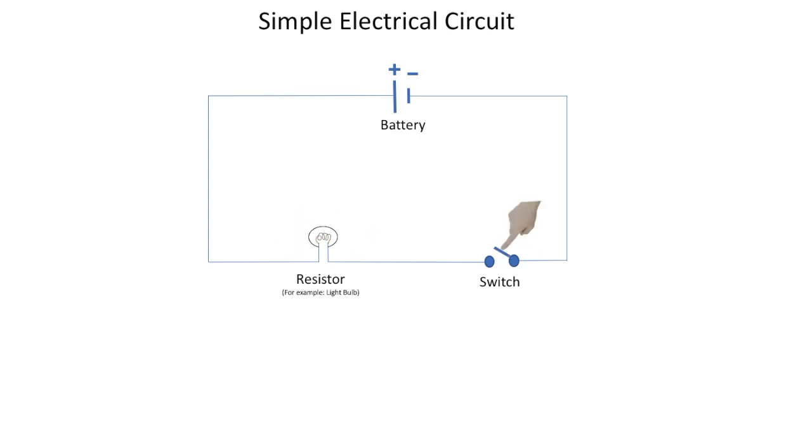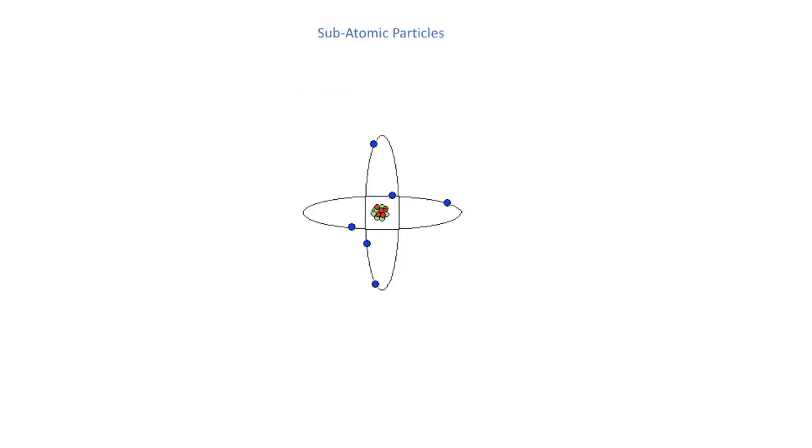Now, some of the basic questions that we will answer in this video are: how does electricity work? At the fundamental level, what is it that causes this electricity or flowing of electricity? What does it even mean by that? And to understand that, we have to go to a subatomic level. So let's go down deep and look at an individual atom.